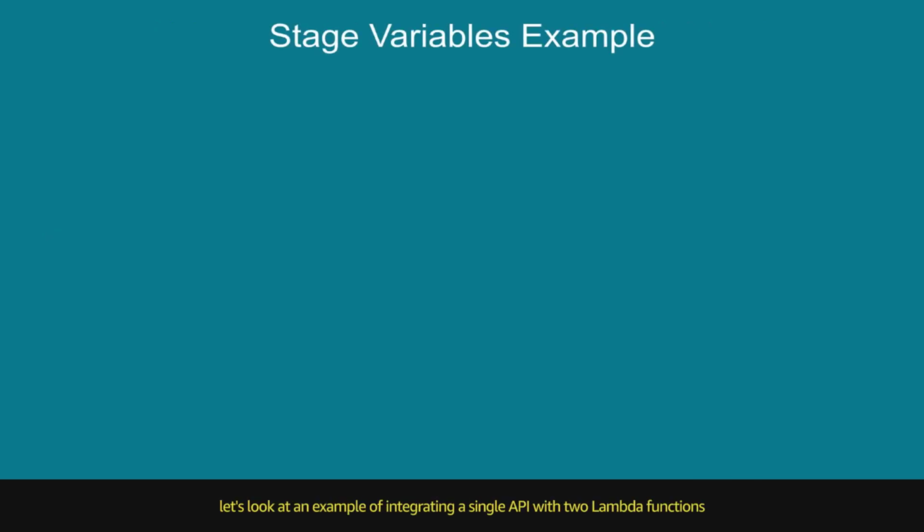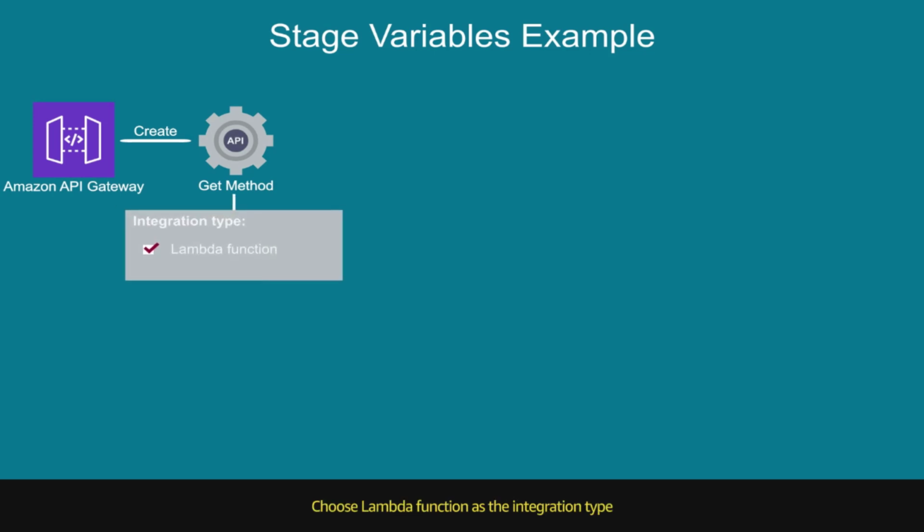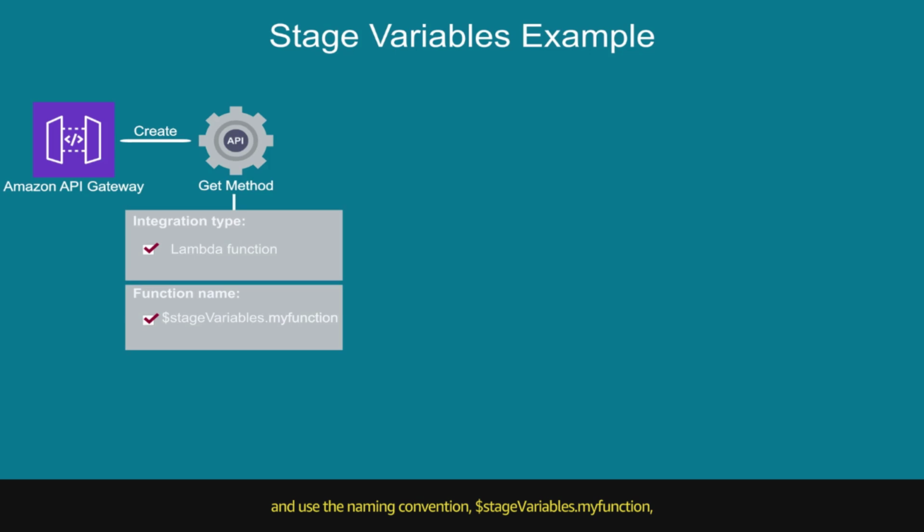To get a better sense of how this works, let's look at an example of integrating a single API with two Lambda functions using stage variables. First, create an API in API Gateway, choose Lambda function as the integration type, and use the naming convention $stageVariables.myfunction in the Lambda function field. Normally, you would provide the name of the Lambda function you want to integrate with your API, but instead, a stage variable is used to reference that function.